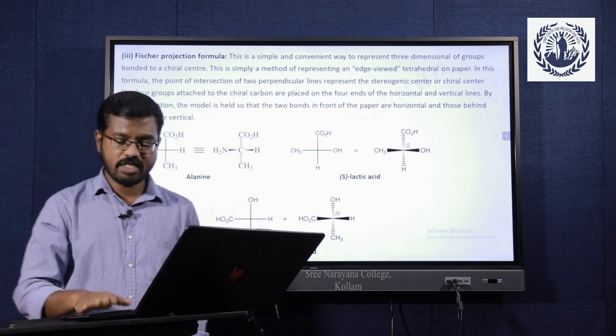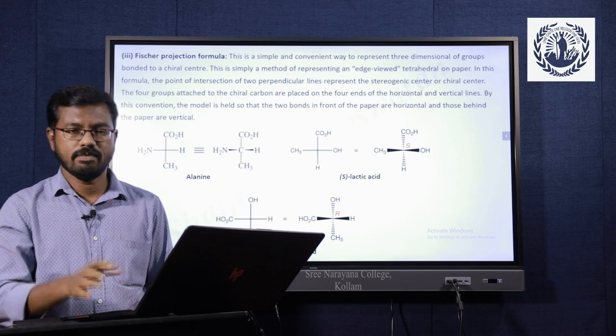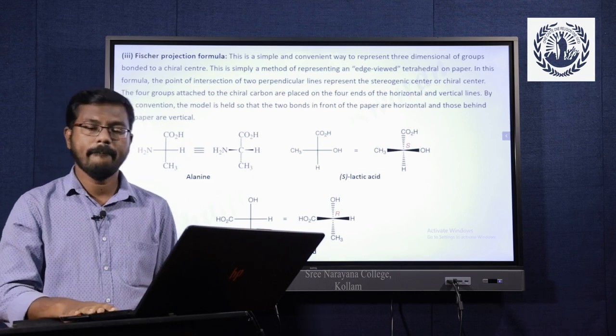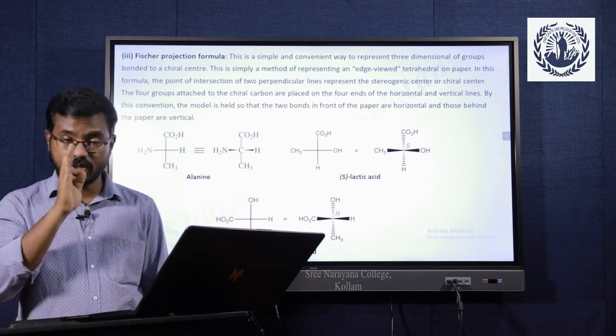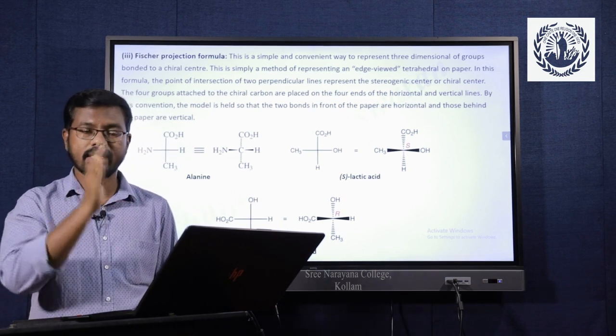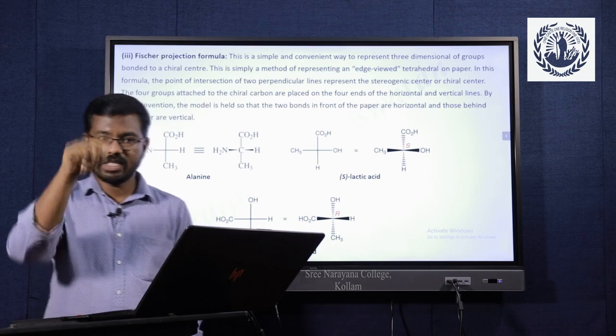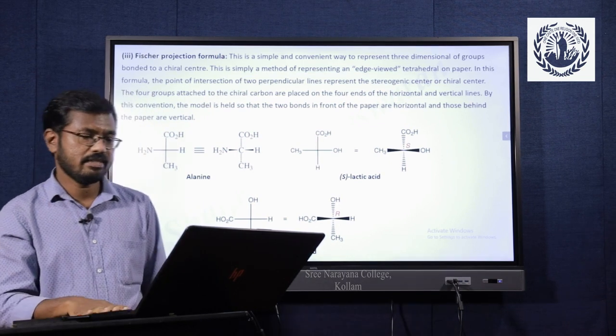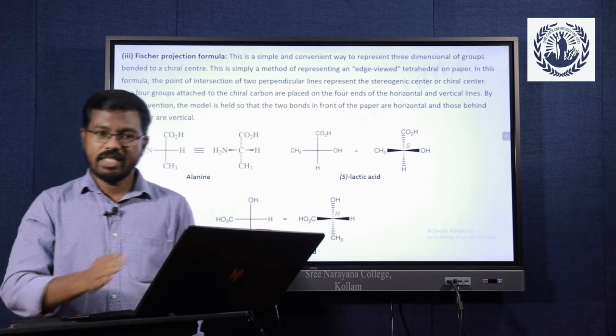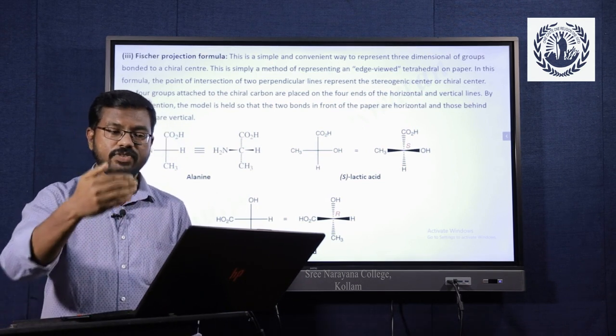So, the Fischer projection formula is a simple way to represent molecules. Okay. In the Fischer projection formula, we use horizontal and vertical lines, mutually perpendicular. Okay. The point of intersection of the two lines represents the chiral center or stereogenic center. So, this is the simple way to represent a structure viewed edge-on.